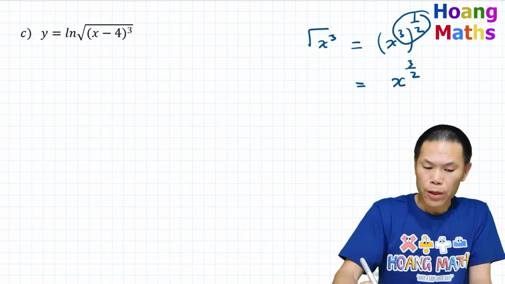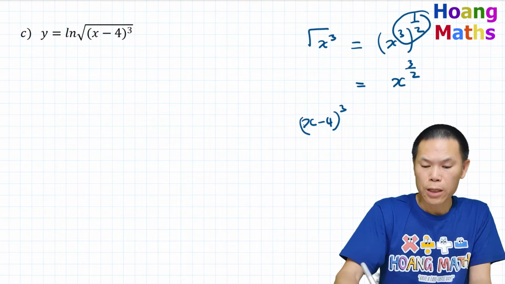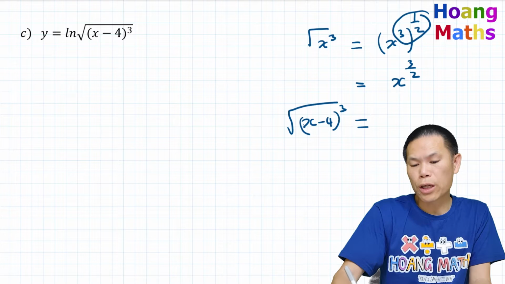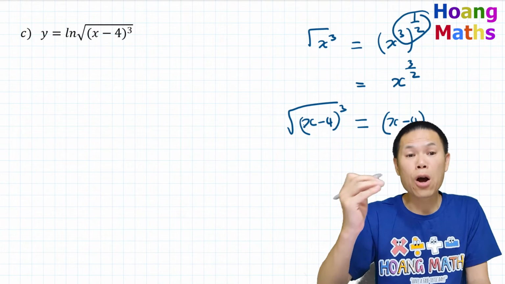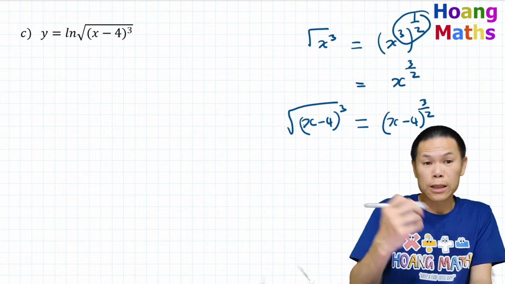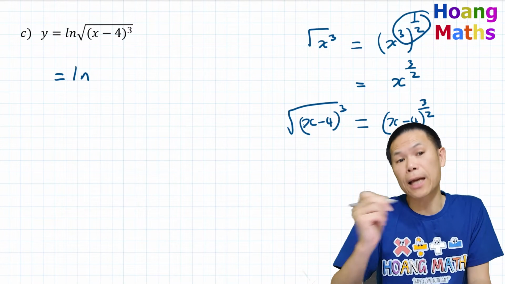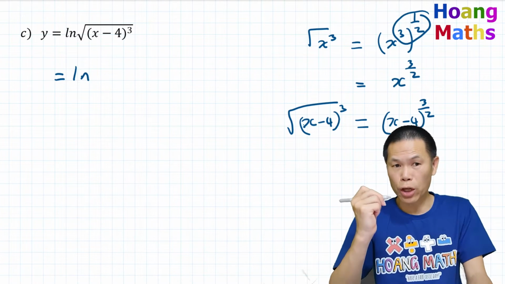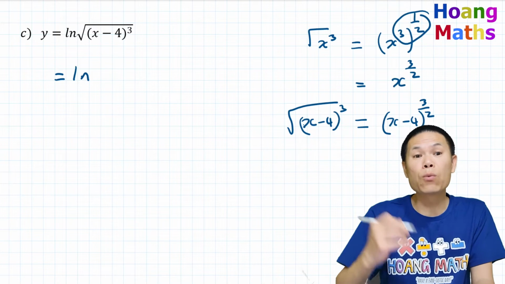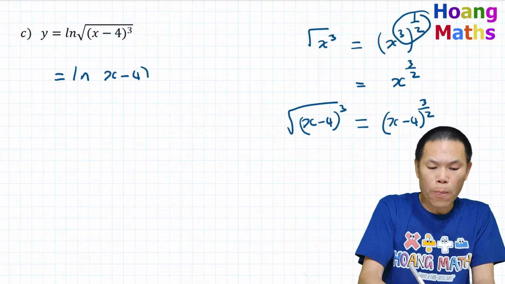So therefore, if we have x minus 4 all power 3 square root, that will give me x minus 4 power 3 over 2. Okay, so 3 over 2. So now I just write in this form first. Don't forget, ln is just exactly the same as log base e. Keep that in mind for me. It's just a different way of writing. That's all. So that gives me ln of x minus 4 power of 3 over 2.